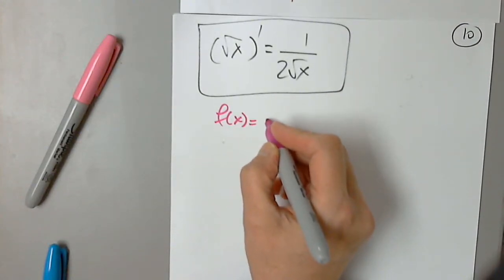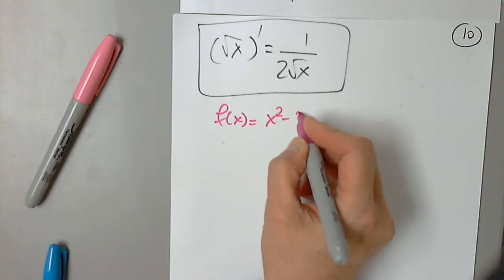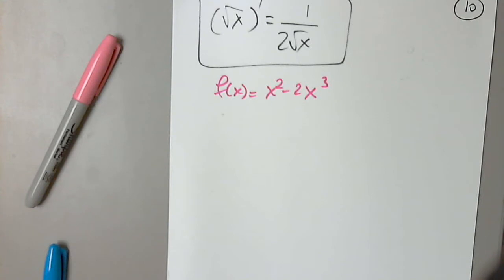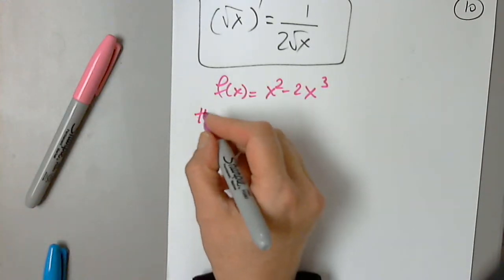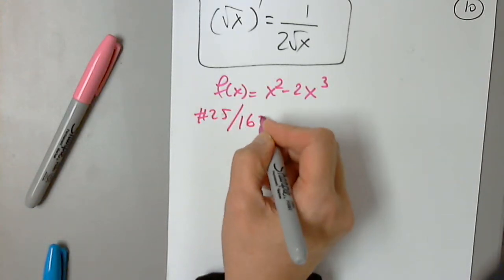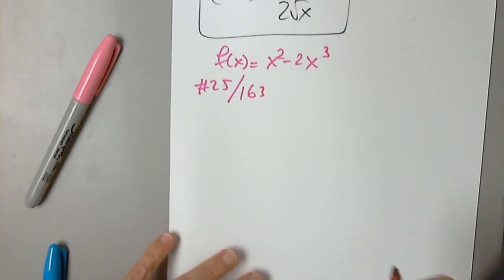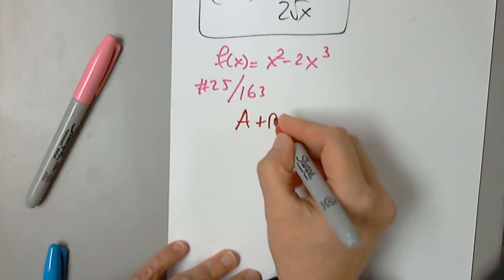f of x equals x squared minus 2x to the third. So this is problem 25 on page 163. I need to caution you that because of x cubed, it will require some work. And because we would like to cut back a little bit on the work, not because we are lazy, I just want to refresh your memory on this.